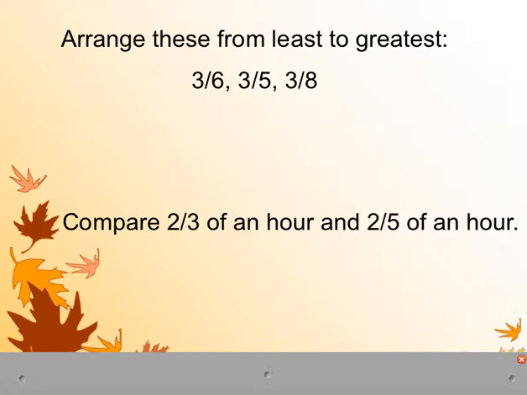So if we have 3/6, 3/5, and 3/8, well, if that denominator tells us how much it's being cut up into, the larger the denominator, actually the smaller we have. So 3/8 is actually going to be our smallest. Because if we were to take a pizza or something, cut it up into 8 pieces, and I only get 3, that would be smaller than cutting the same pizza into 6 pieces and I get 3. Okay? So our next one is actually going to be 3/6, and our last one is 3/5. Okay? So the larger the denominator, the smaller the piece I have.